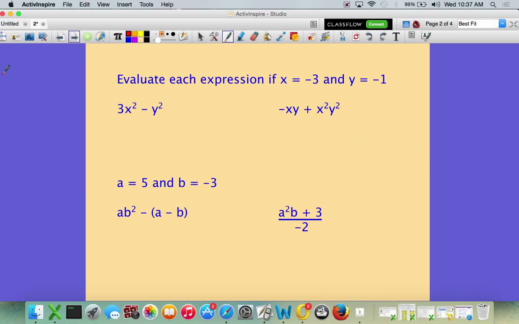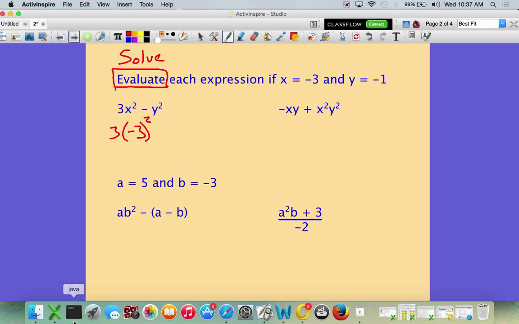Alright, so let's deal with some examples here. It says evaluate. Whenever we see the word evaluate, that means solve. And so when we solve it, we are getting an answer for this. Evaluate each expression if x equals -3 and y equals -1. We simply put those in right away first. So we've got 3 times (-3) squared. Notice I put that -3 in parentheses because a common mistake is taking the 3 squared and then just putting the negative on it. So it'd be a -9.